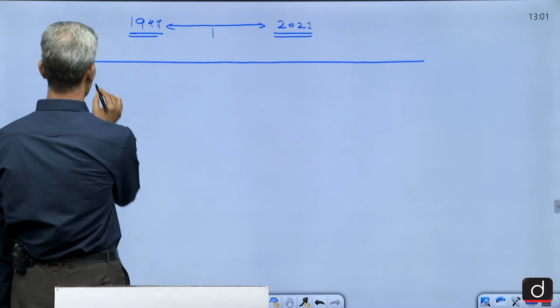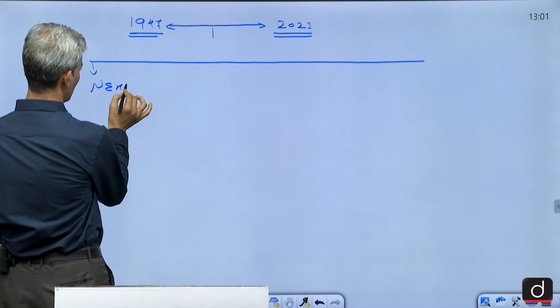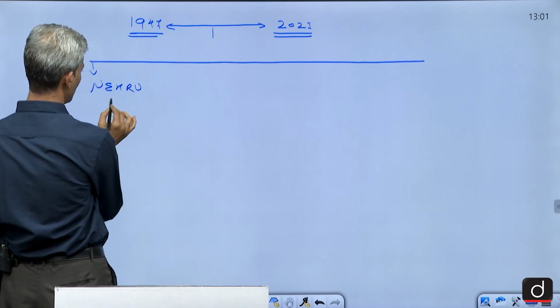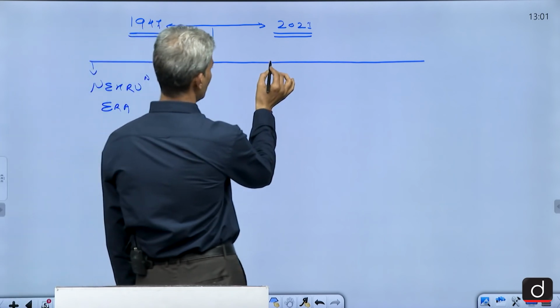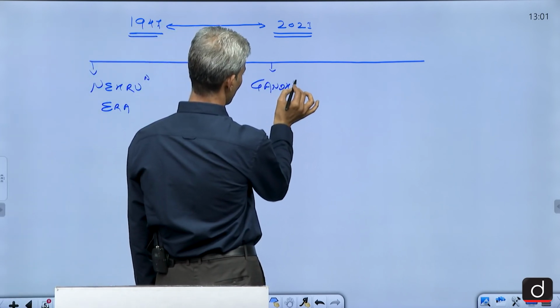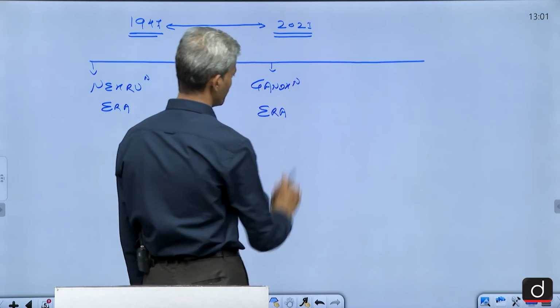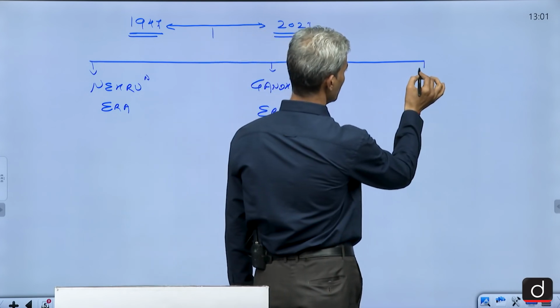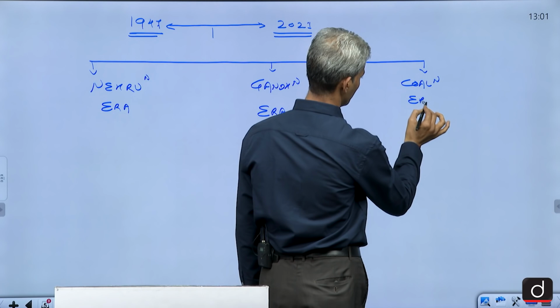For example, era-wise, I will classify them as the Nehru era or Nehruvian era. Then we have another era, the Gandhian era. Please don't get confused with Mahatma Gandhi. Here we are talking about Mrs. Gandhi, that is Indira Gandhi, including Rajiv Gandhi also. And then now we are witnessing something called the coalition era.